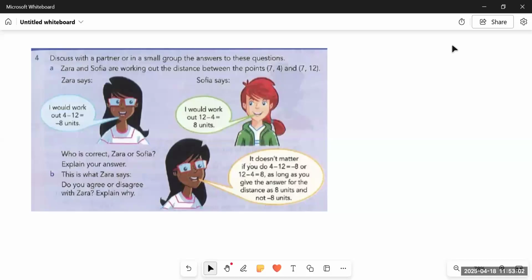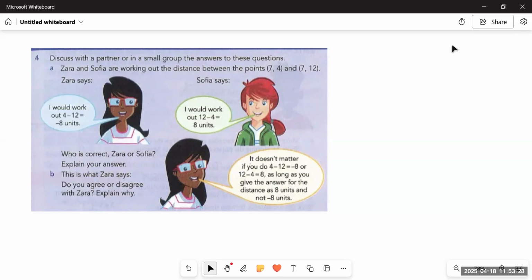Now let's move to question number 4. It says, discuss with a partner or in a small group the answers to these questions. Zara and Sophia are working out the distance between the points 7, 4 and 7, 12. Zara says, I would work out 4 minus 12, which is minus 8 units. And Sophia says, I would work out 12 minus 4, that is equal to 8 units. Who is correct, Zara or Sophia?